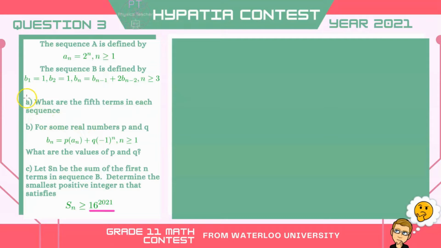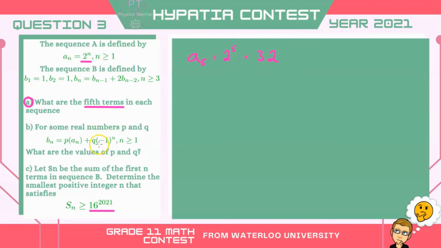Alright, so let's start with part A. Part A is simply asking for the 5th term in both of these sequences. So let's see what these sequences are. The first sequence, sequence A, is 2 to the power of n. So the first term would be 2 to the power of 1. The second term, 2 to the power of 2, and so on until we get to the 5th term, A5, which will be 2 to the power of 5, which is 32.